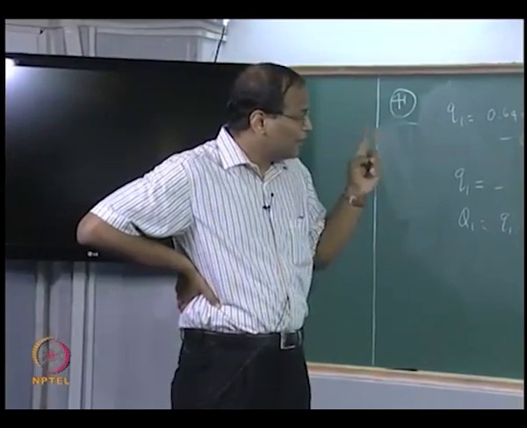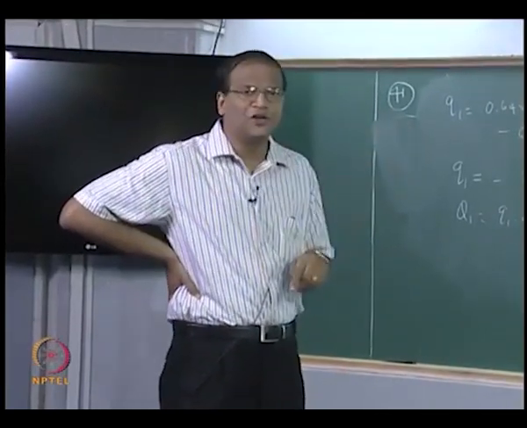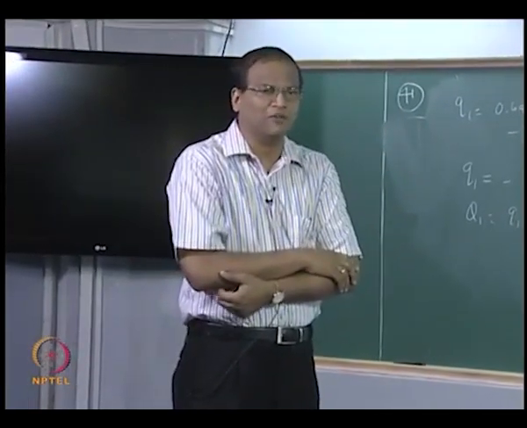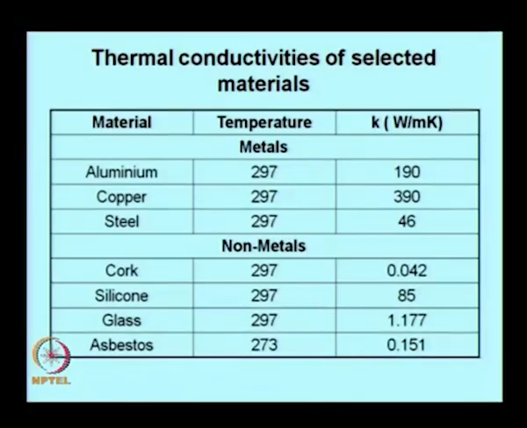But I have put silicon basically because you should not be under the impression that any non-metal will have very poor thermal conductivity. Silicon has a good thermal conductivity. Glass has around 1.2, asbestos is 0.151. Asbestos is now banned, correct, because it is carcinogenic, you cannot use asbestos.